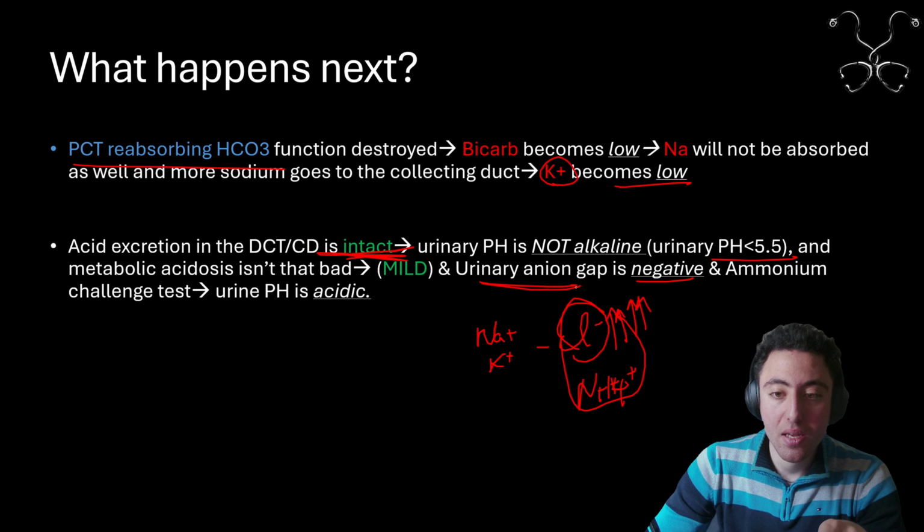So the urinary anion gap eventually becomes negative, right? Because the chloride is high. We're subtracting chloride from the sodium and potassium. So the urinary anion gap is negative.